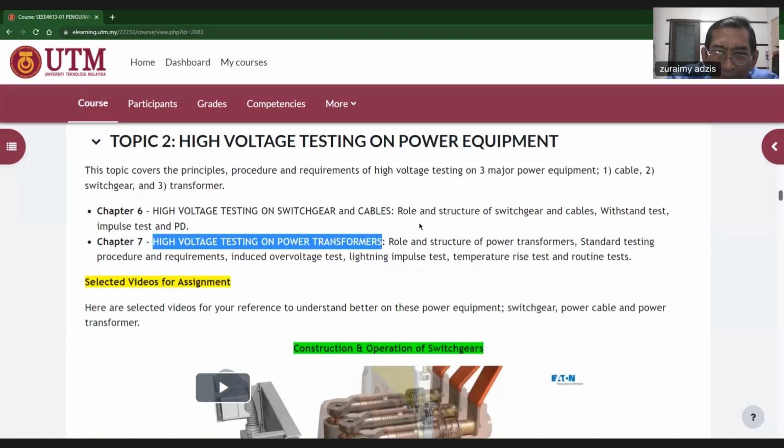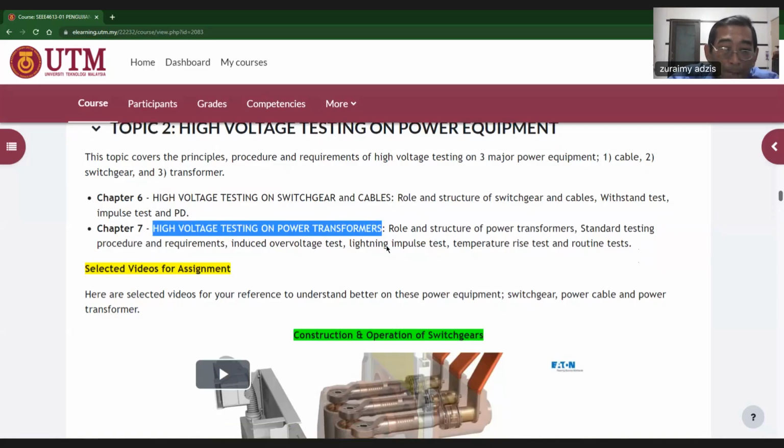As you can see, for switchgear and cables, there are withstand tests, impulse tests, and PD. But for transformers, you have induced overvoltage tests and lightning impulse tests. Lightning impulse tests are also applicable to switchgear and cables, and there are temperature rise tests and even routine tests. Therefore, it has its own special chapter.